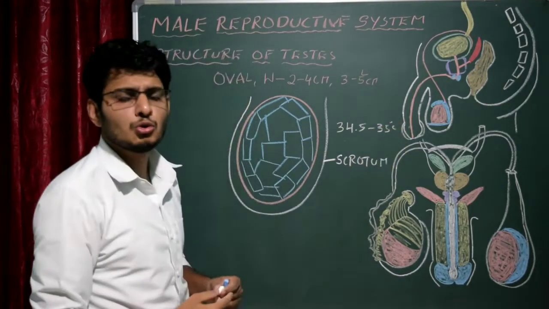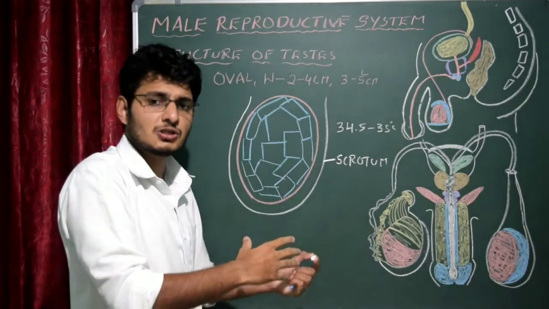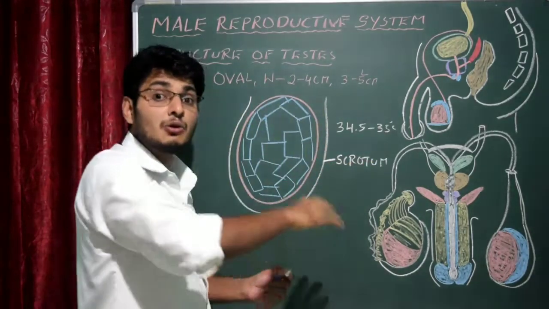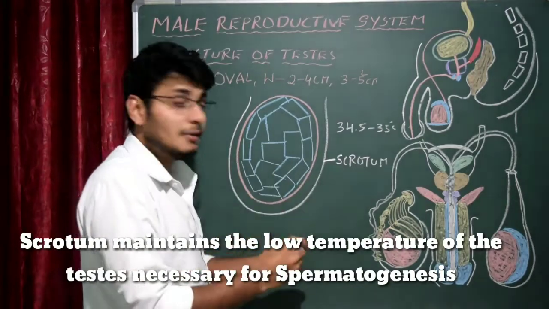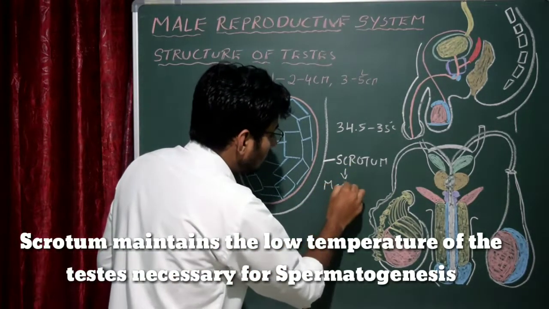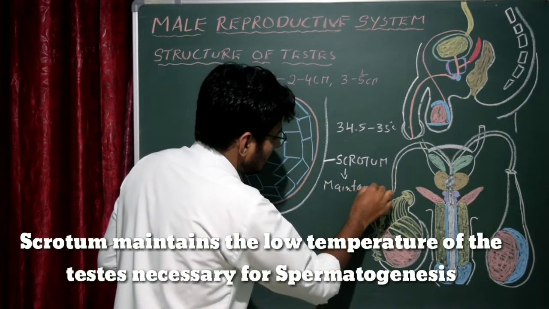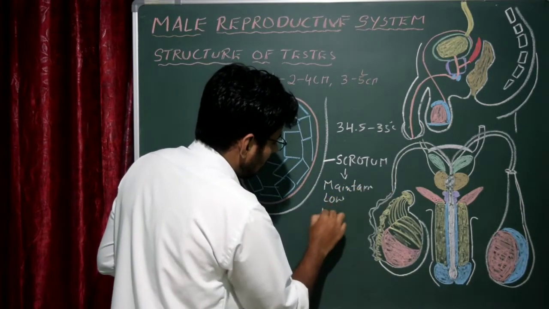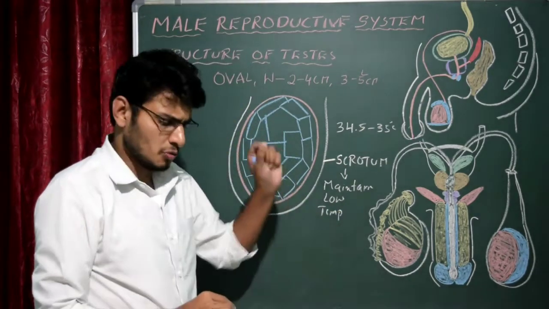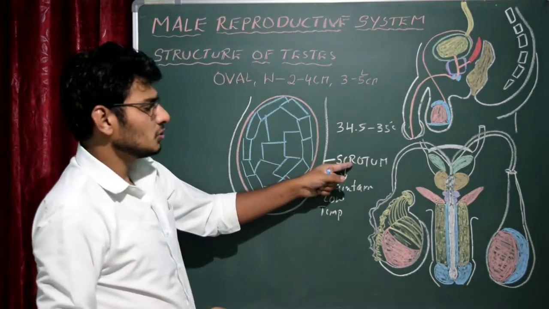That means around 2 to 2.5 degrees Celsius should be reduced for spermatogenesis. So the scrotum helps to maintain the low temperature of the body. I'll just write here, maintain low temperature of the body, which is necessary for spermatogenesis. Very, very important. You will get this question.